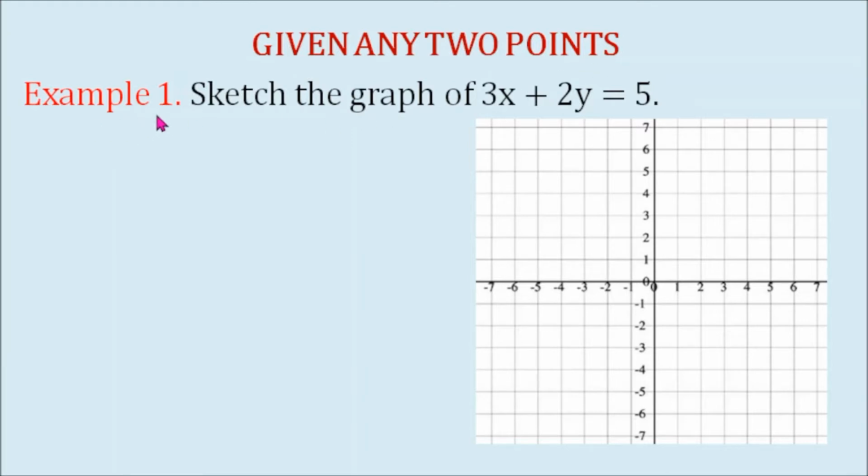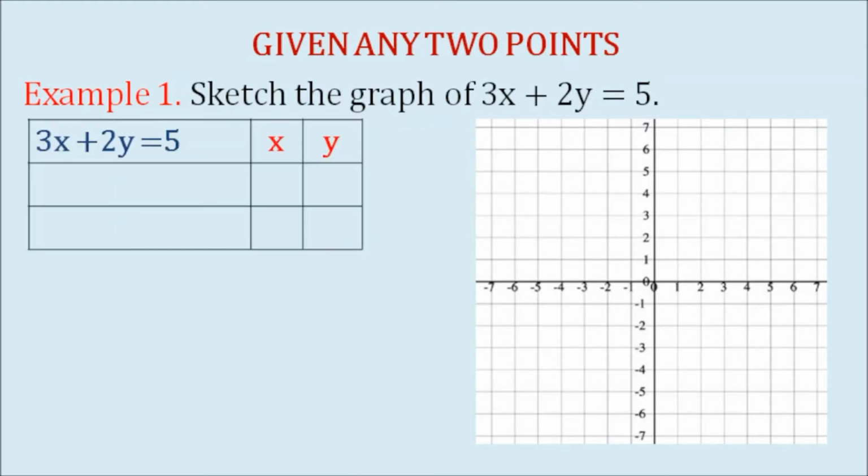For example, sketch the graph of 3x plus 2y equals 5. So the first thing that we are going to do here is to find any 2 points that are on the line. Now, let's assign values for x. It is recommended that we just choose small numbers so that the computation will be easy. For example, we pick -1 and 1.